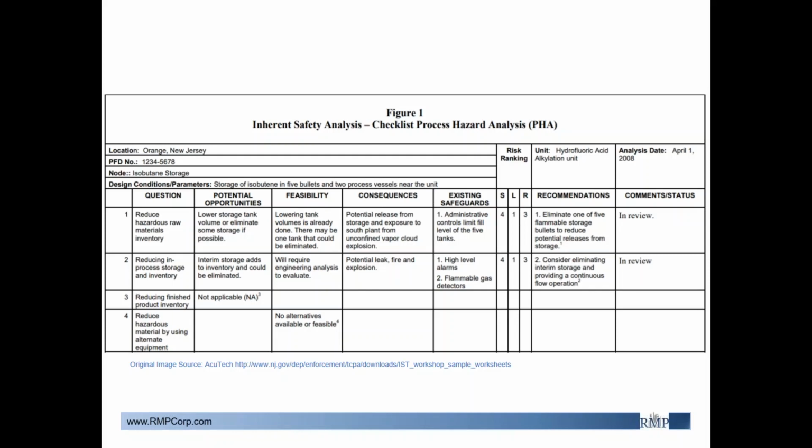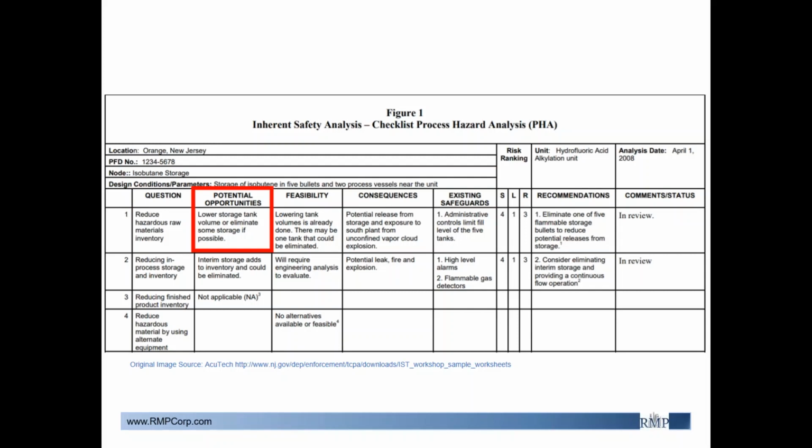The ultimate potential consequence related to the checklist question is then recorded in the consequence column. And existing safeguards are documented, which are risk ranked. The recommendations column is used to address the specific consequence by considering your inherent safety design you brainstormed earlier. So for example, in this figure, the HAZOP node being considered is a storage of a chemical in bullets near the unit. In the first row, the question is introduced. Can hazardous raw materials inventory be reduced? This is a minimization checklist question.